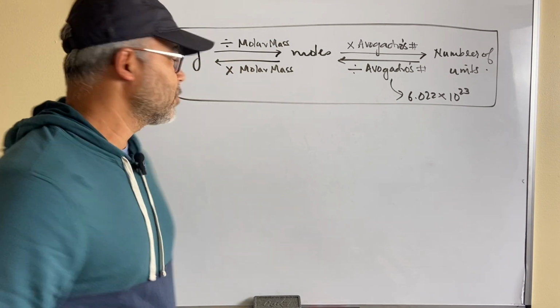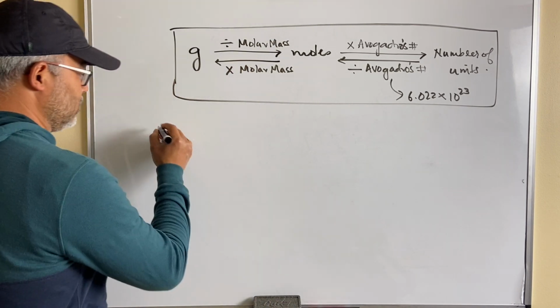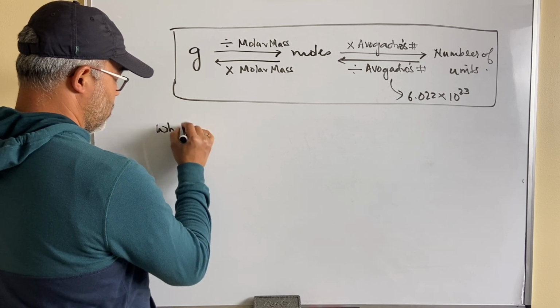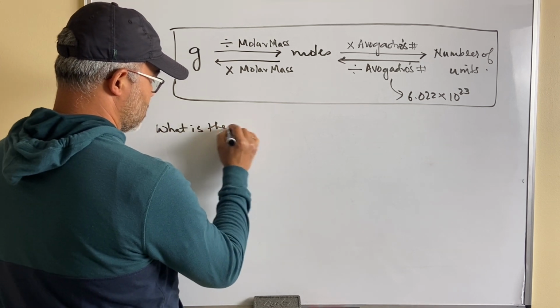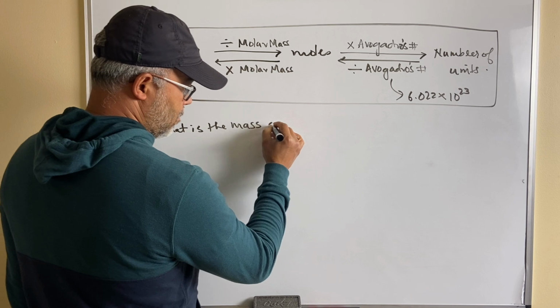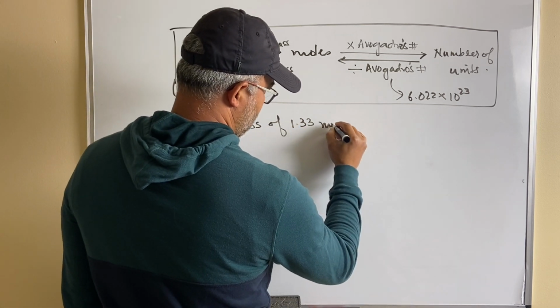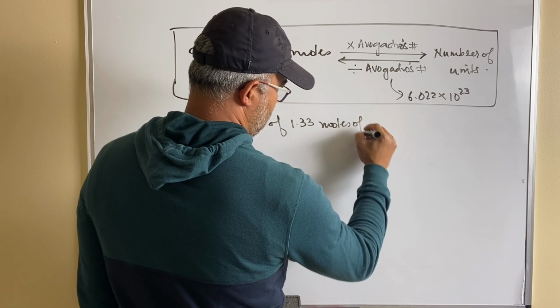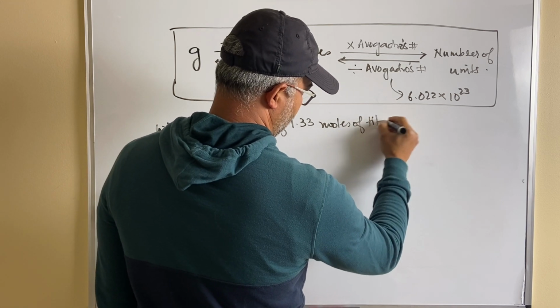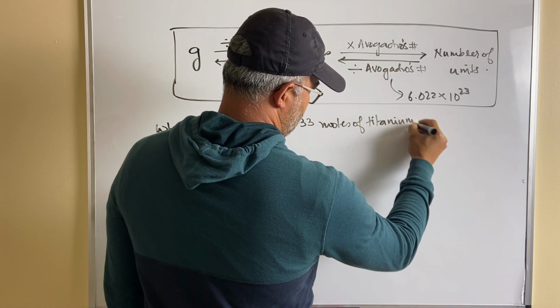So let's say you have to calculate. I'm going to go ahead and write a problem out here. And the question is, what is the mass of 1.33 moles of titanium?